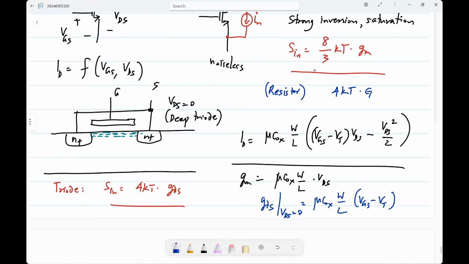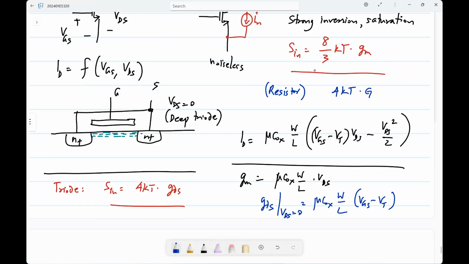Okay. So GM in the saturation region is exactly the same as GDS when VDS equals 0. You have seen this expression, no? Mu Cox W by L times VGS minus VT. That is the expression for GM in the saturation region, and it's also the expression for GDS when VDS equals 0. They are the same. This is assuming ideal square law, of course.